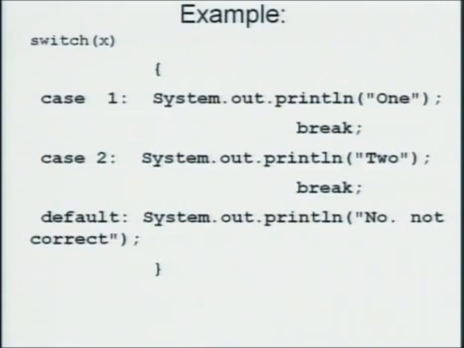Look at the example. It's a very simple example provided. The same can be applicable in C and C++ also. Switch x, then case 1, it will check the value of x and 1. Here the value x is given, then 1. If the value of x is 1, then it will print 1 and break. If the value of x is 2, it will print 2 and then break.